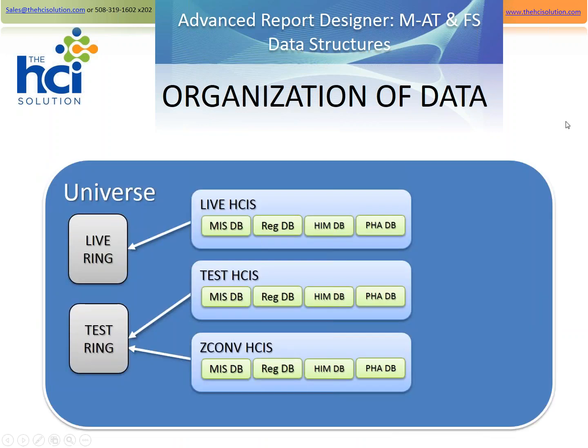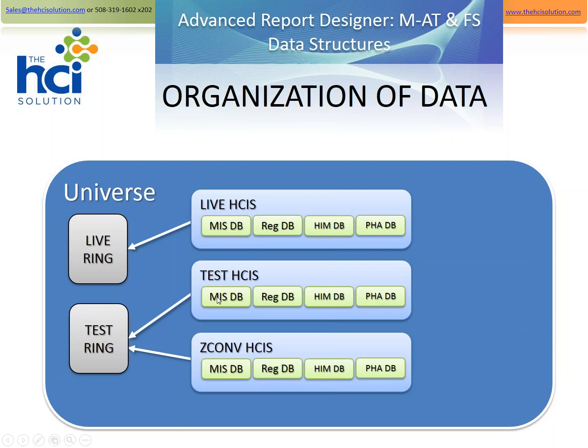This is a little diagram that gives you a visual representation of what this configuration would look like. Typically in a Meditech system, there'll be a live ring with a live HCIS with a group of databases associated to that HCIS, and a test ring of code with the test HCIS, and maybe also a Zcon HCIS where conversions are tested before go live.